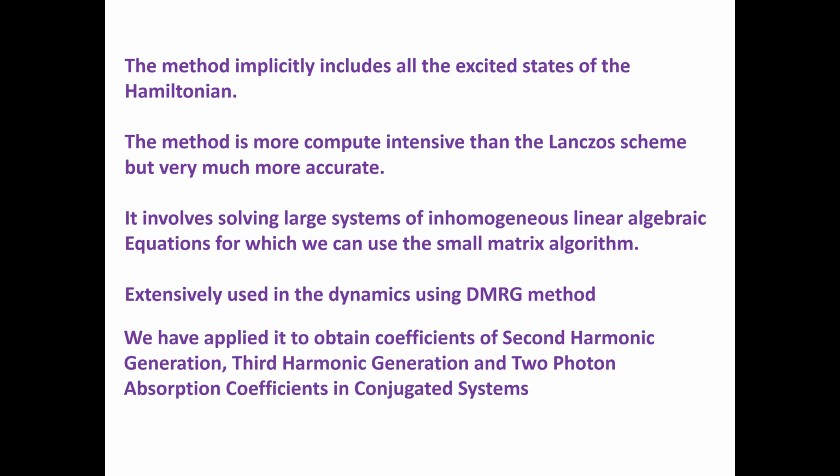So this method implicitly includes all the excited states. The method is much more compute extensive than the Lanczos method, because for every frequency omega, you have to solve the linear equations. Okay, so that's the reason why it's more compute expensive. And it involves solving large inhomogeneous linear algebraic equations, extensively used in dynamics using DMRG method. And we have applied this to obtain second harmonic and third harmonic generation coefficient and 2-photon absorption cross section.